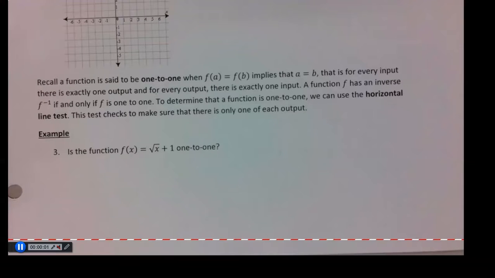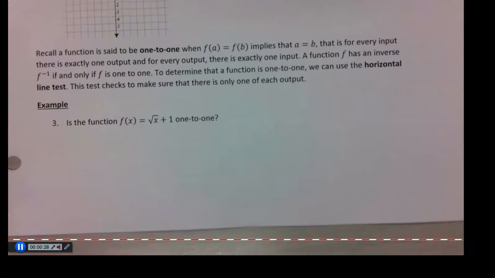Okay, so the next thing we're going to talk about is being one-to-one. Functions that have inverses are one-to-one. This means they're obviously a function, so they pass the vertical line test. And then they also have to pass the horizontal line test. That checks to make sure there's only one output for every input, because when I find the inverse, I flip the inputs and the outputs, and I want to make sure that the inverse is also a function.